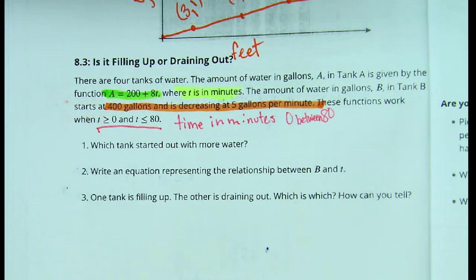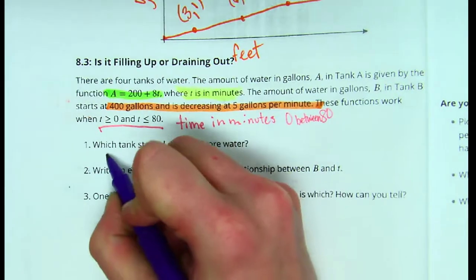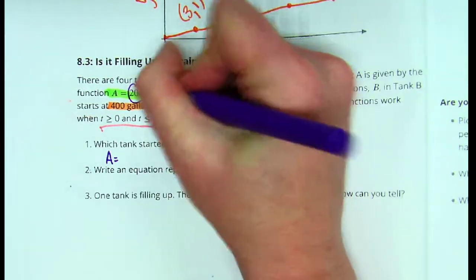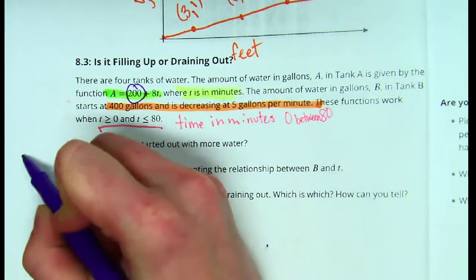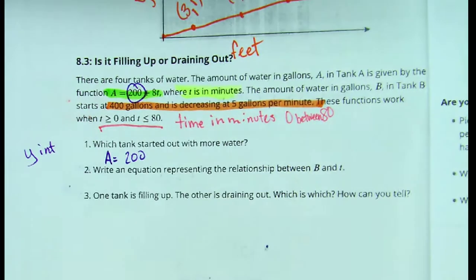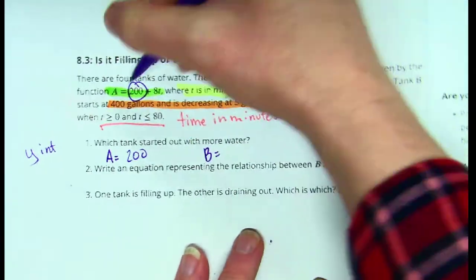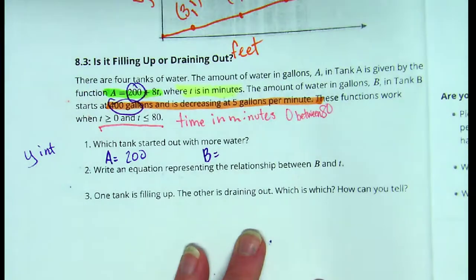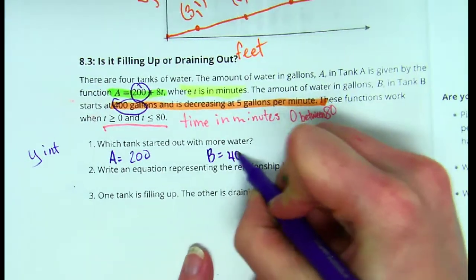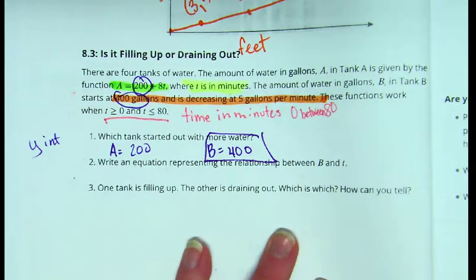Which tank started out with more water? Well, tank A started off with 200. It's asking about the y-intercept. A started with 200. B started, in orange, it says with 400. Which one's more? That'd be this one.